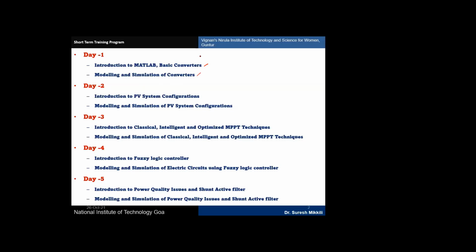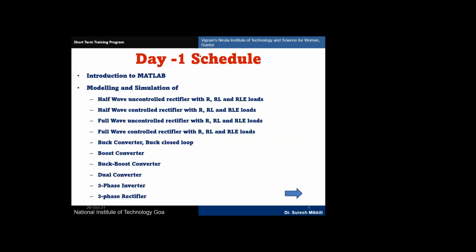Which includes half-wave uncontrolled rectifier with R load, RL load, RLE load, and half-wave controlled rectifiers, full-wave uncontrolled, full-wave controlled rectifiers with R, RL, RLE loads. Then we will see the buck converter, and then buck converter closed loop, then boost converter, buck-boost, dual converter, three-phase inverters, or three-phase rectifiers. If time permits. If time won't permit, maybe next day it will carry forward.